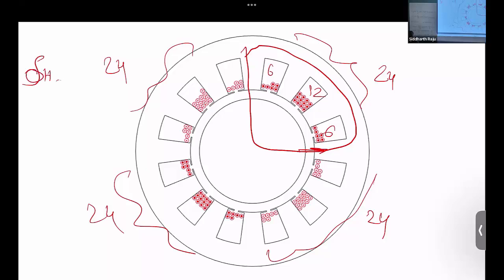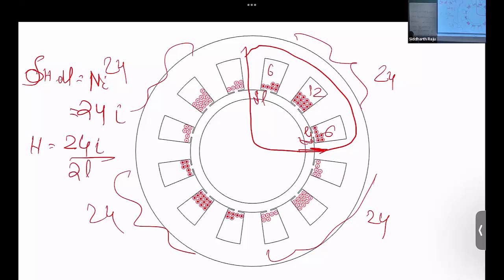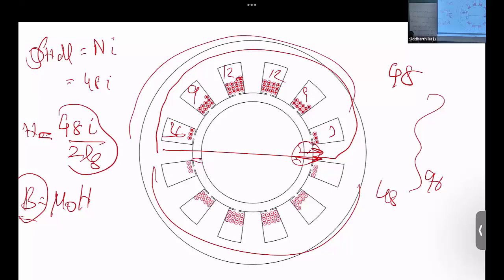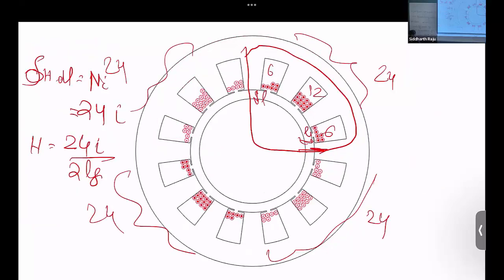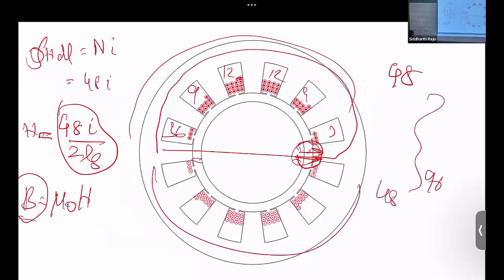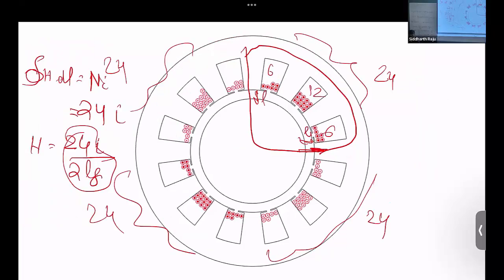So if I go around, do integral H dot dl equal to Ni, what is my Ni going to be? 24I. Again, Lg on this side, Lg on this side. So 2 Lg, that will be the integral there. So 24I divided by 2 Lg, right? In the previous case, I had 48I divided by 2 Lg. In this case, I have 24I divided by 2 Lg. So in the previous case, let's say the B here was 1.2 Tesla at the teeth and it's saturated. What will be the B here at the teeth for this case?